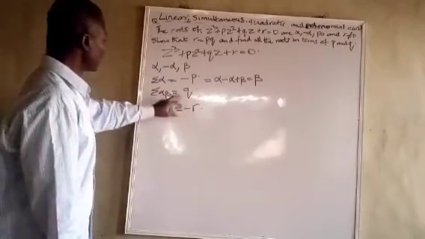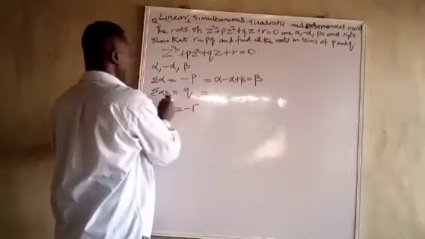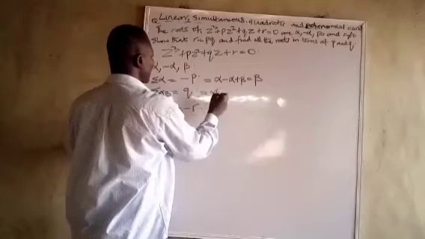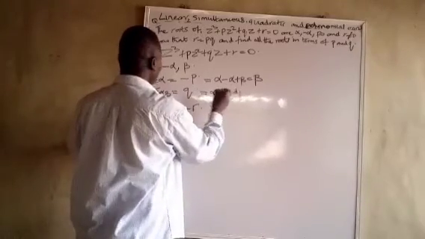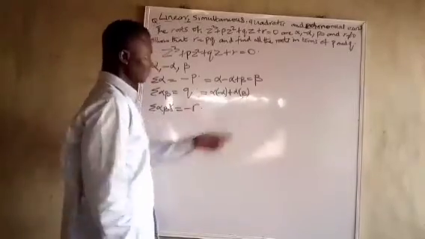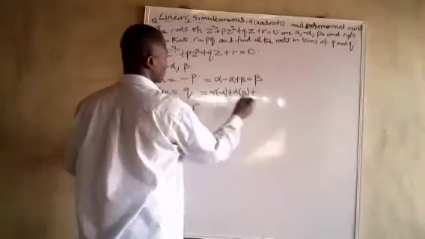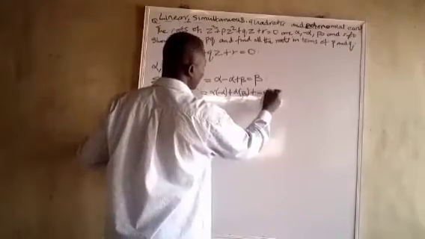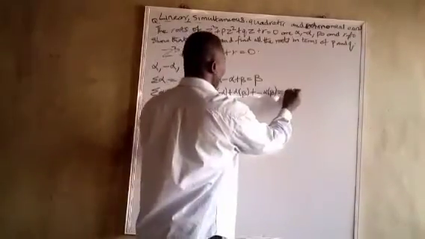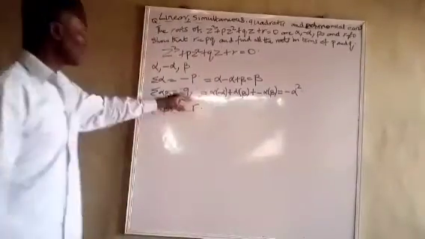And this one here is what? Alpha times minus alpha, plus alpha times beta, plus minus alpha times beta. You can see this one cancels this, so this is giving me minus alpha squared. So minus alpha squared is equal to q.